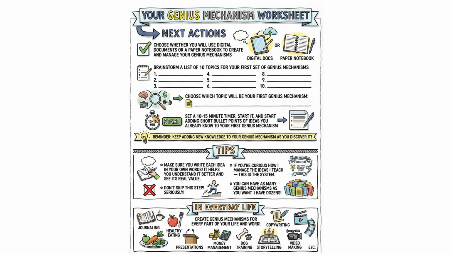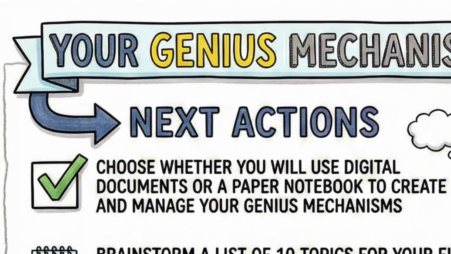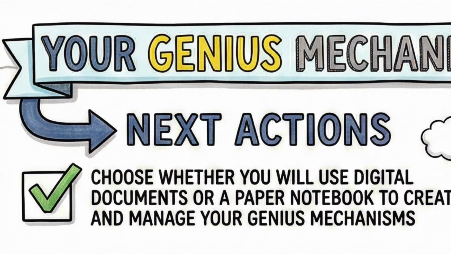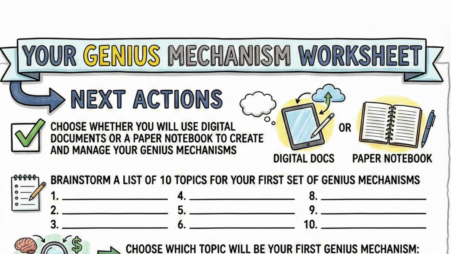All right, let's talk about how to implement this in your own life by looking at some next actions that you can perform. First next action is to decide whether or not you're going to use a digital process or a physical notebook of some sort to do your genius mechanisms. Decide this up front and choose one or the other. Don't scatter it with some digital, some physical. Choose one way of doing this. I do it digitally because I just prefer it that way, but you may do it in a physical notebook. That's fine. Pick one and start there.